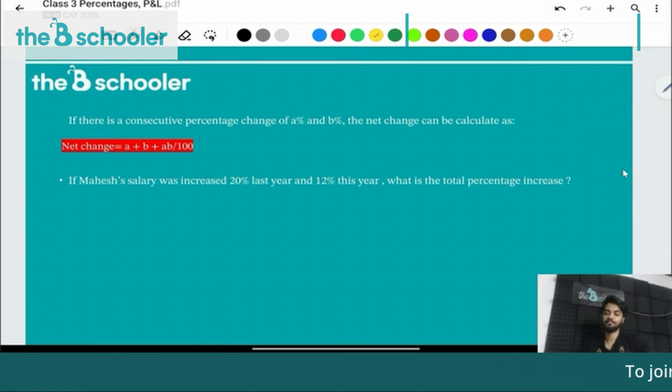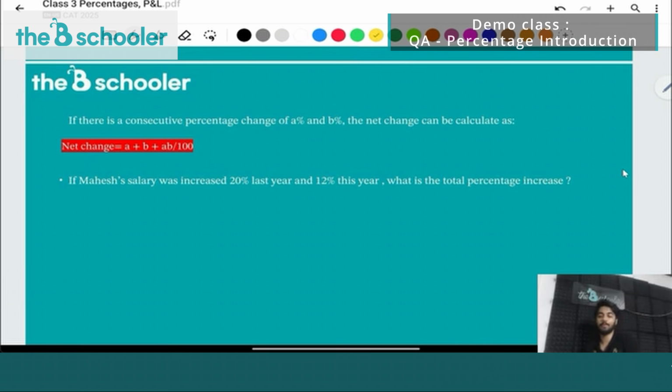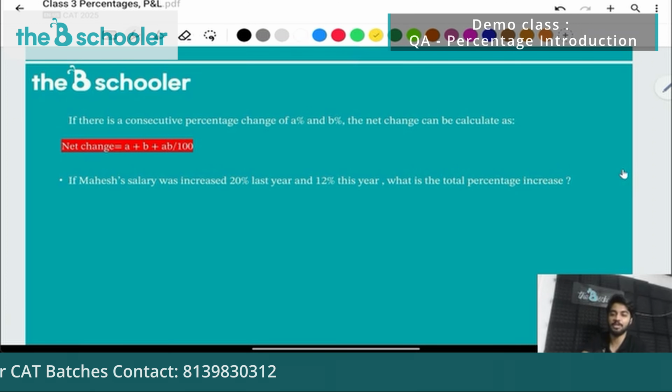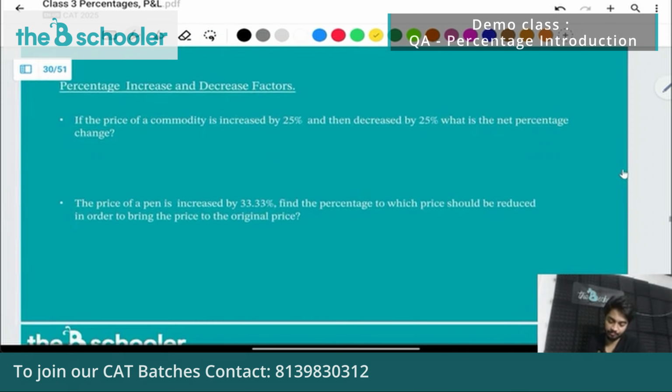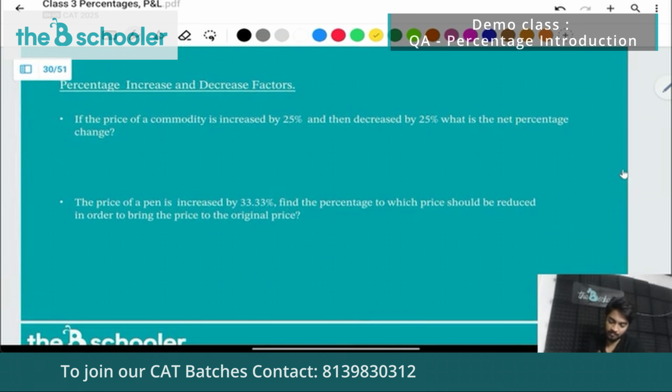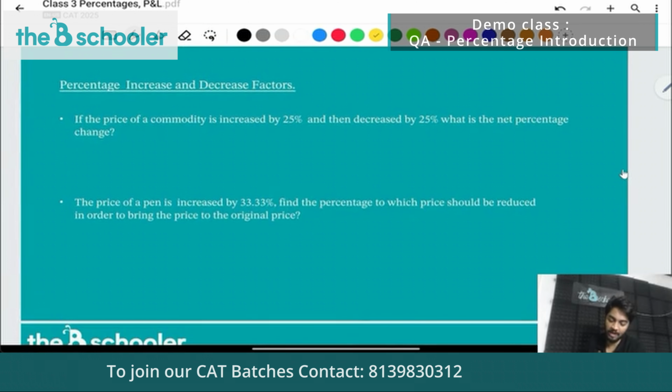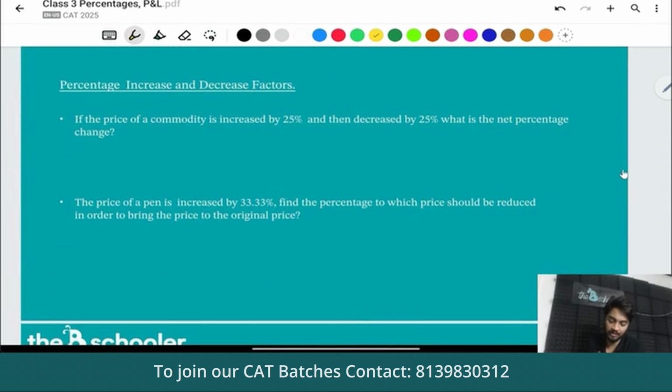Is that clear, everyone? I can see that two people got the answer, the other two others who are there, is this clear? So this is the concept of consecutive increase. Okay, similarly, we already learned this, right?